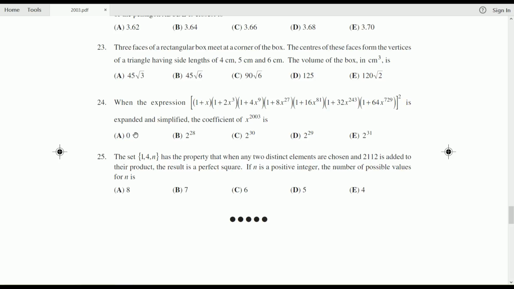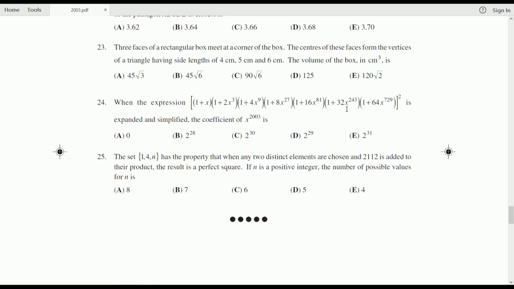I'm not inclined to believe that it's 0, just because I think you would probably have to get a negative sign. I don't see a negative sign. That said, if it turns out to be 0 by some other means, there are other ways to get 0, but I think when we expand this, we're definitely going to get at least 1 x^2003 somewhere in there.